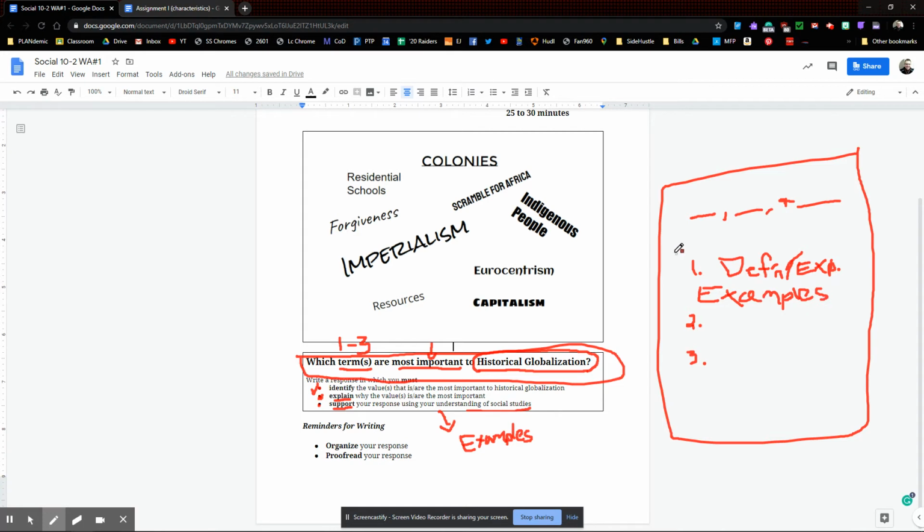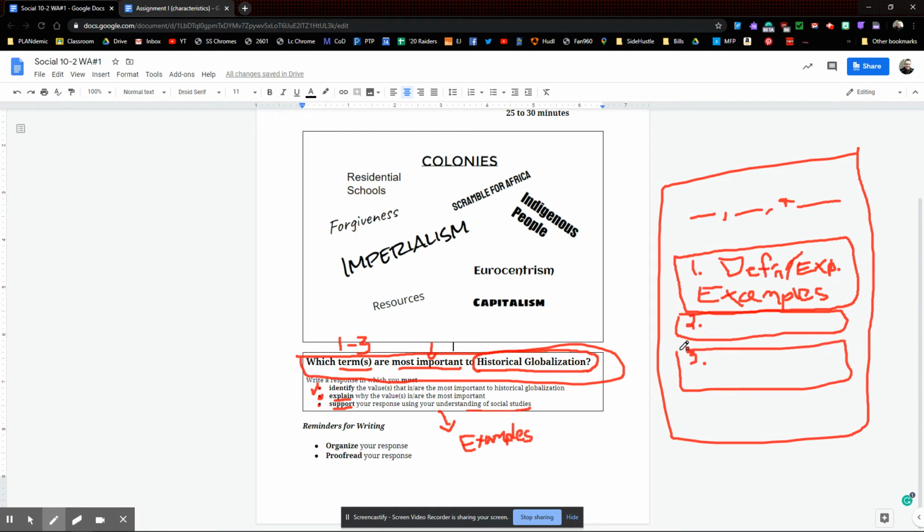Okay, and so this formula is basically how all of these other paragraphs are going to look. By the time you're done, you're going to end up with a little bit of intro at the top, just saying which ones are the most important. So maybe a sentence, maybe two at the top.